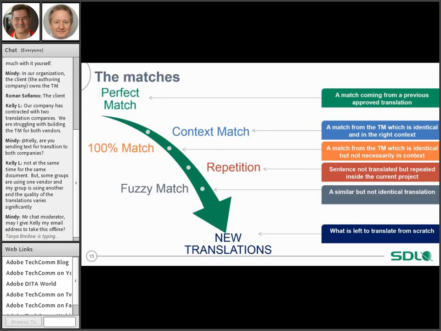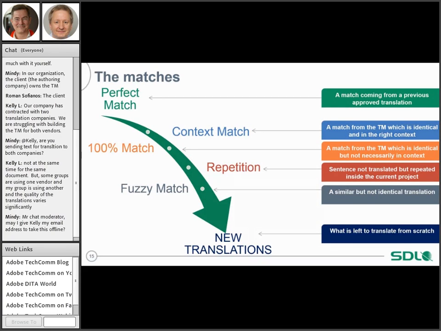But the second best is context match, which is basically a match from the translation memory rather than a previous approved translation. But it is identical and it is in the same context as before. So the user sees right away psychologically as well, hey, this is a very good match. I can briefly check it, or I just say, well, this will be correct, and I continue.